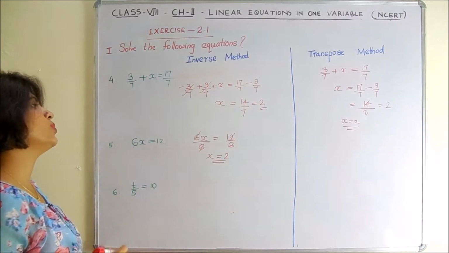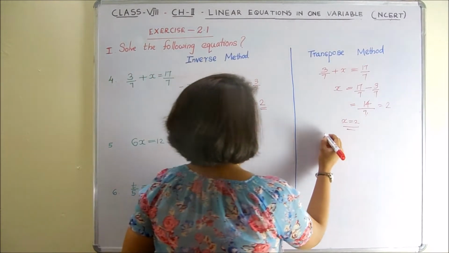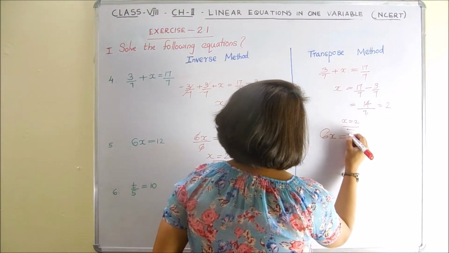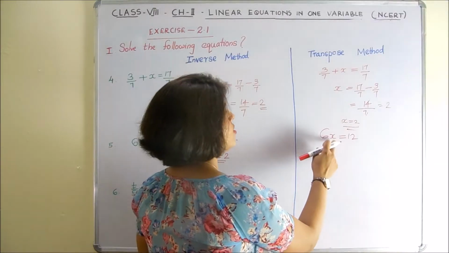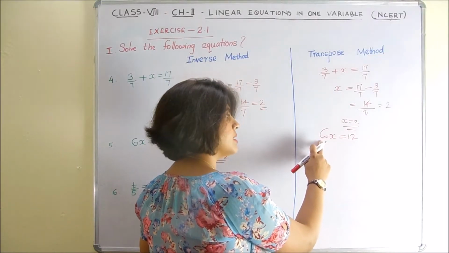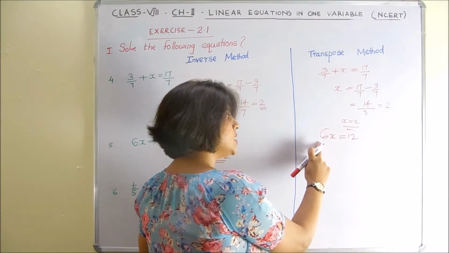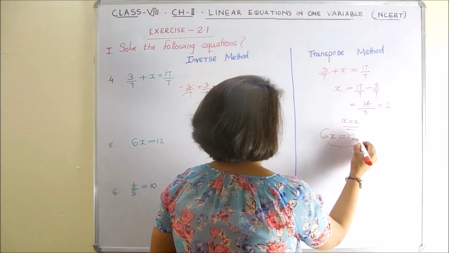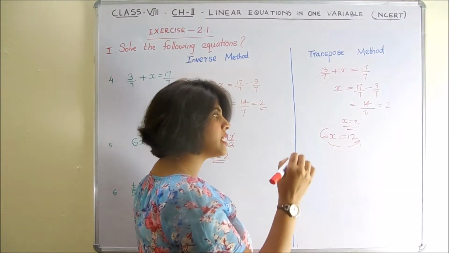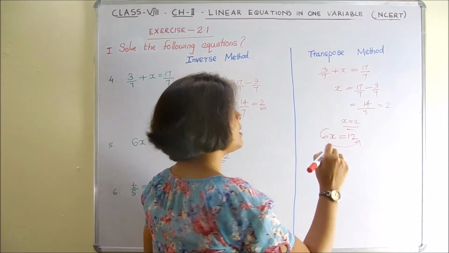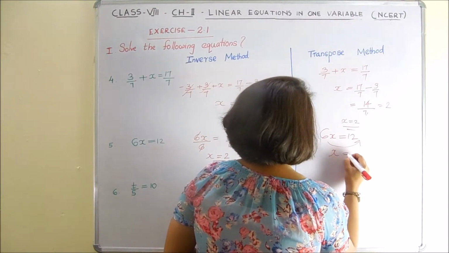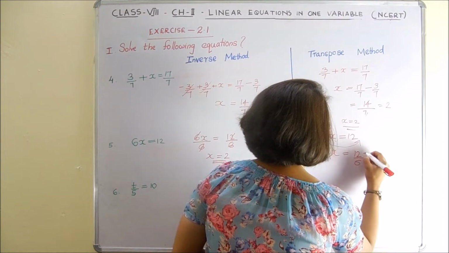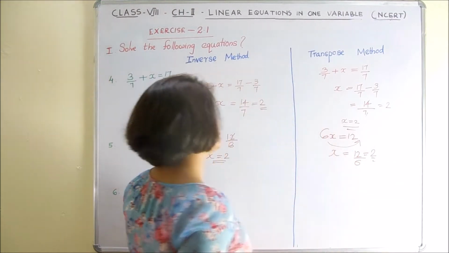2 is the solution. In the transpose method, 6x equal to 12, how can we solve? Here the coefficient of x is 6. We have to eliminate this 6 by transposing it into the RHS, right hand side, as divided by 6. So it would become 2, x equal to 2.